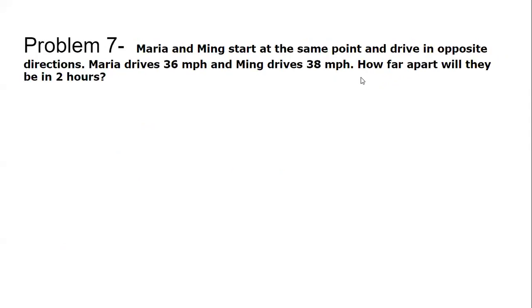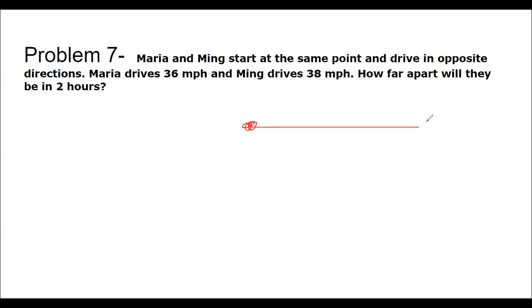Problem 7. Marie and Ming start at the same point and drive in opposite directions. So we can kind of draw a little picture here. Marie, we'll say, goes this way, and we'll say Ming goes this way. Marie drives 36 miles per hour, and Ming drives 38 miles per hour. How far apart will they be in 2 hours?